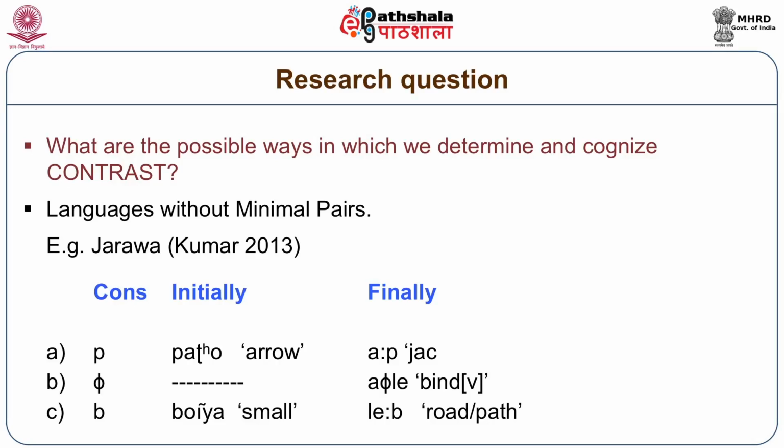Now, let's take a look at the sounds or some kind of pairs we find in the language Jarawa, spoken in the Andaman Nicobar Islands. We have three consonants: pa, the bilabial voiceless plosive pa, the voiced bilabial plosive ba, and there is a voiceless bilabial fricative fa. The question is, are these three different, or are they one, and are they related?